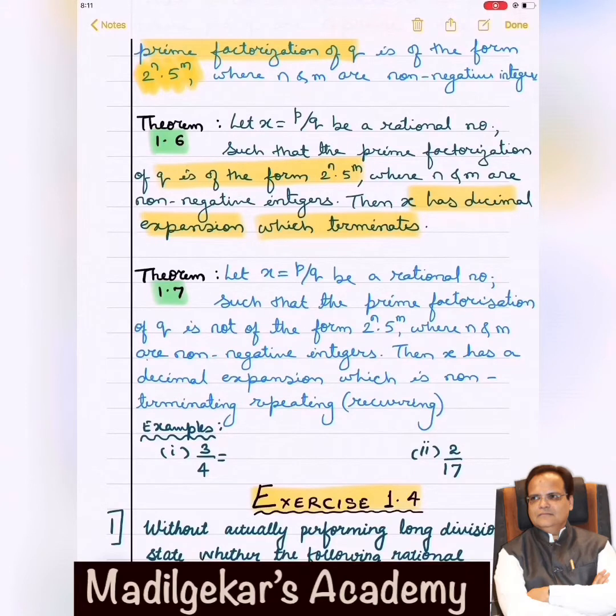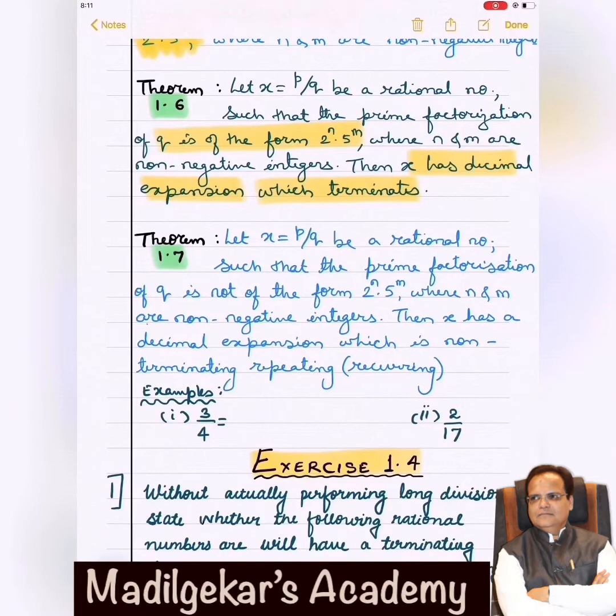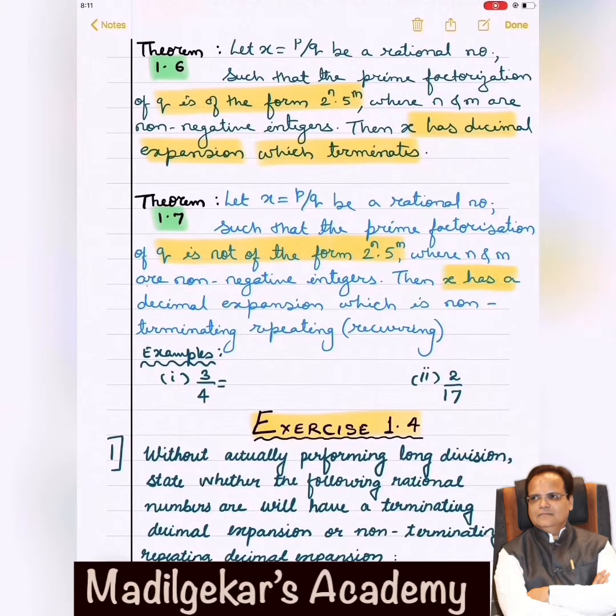Now what will happen if the denominator cannot be expressed in the form of 2 raised to n into 5 raised to m? For that, theorem 1.7: if the denominator cannot be expressed in the form of 2 raised to n into 5 raised to m, then we conclude that x has a decimal expansion which is non-terminating, repeating, meaning recurring. Let's clear this concept with the help of an example.